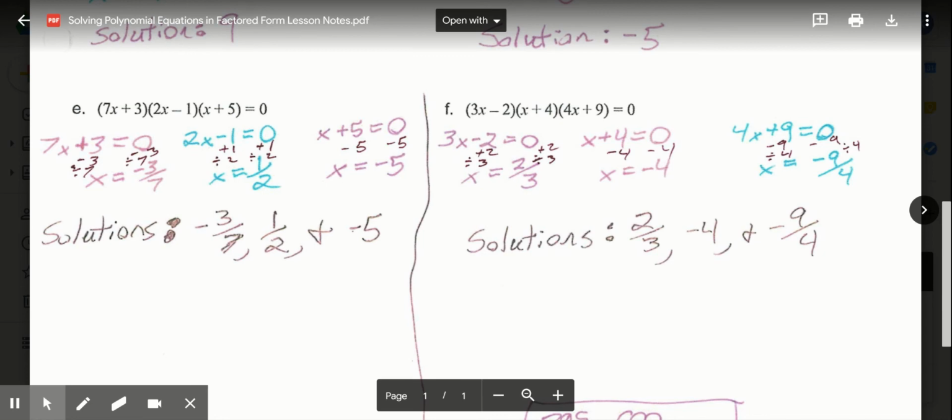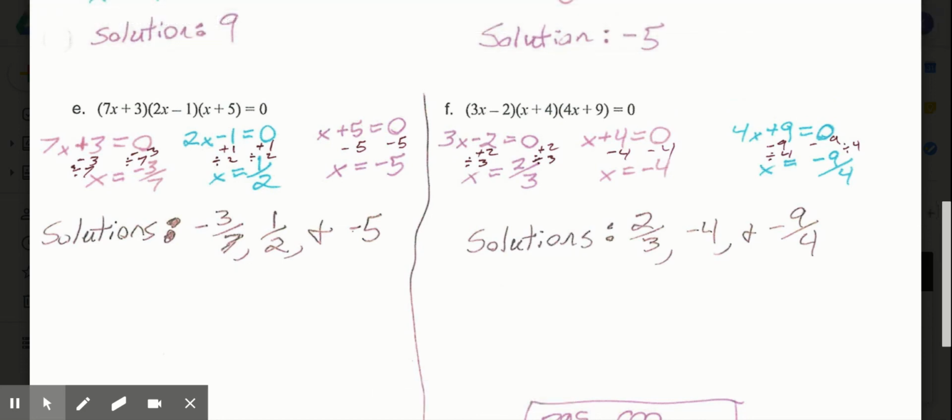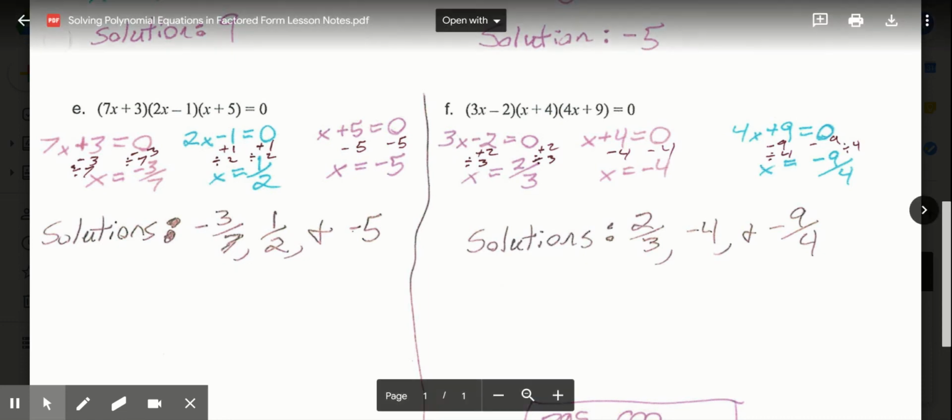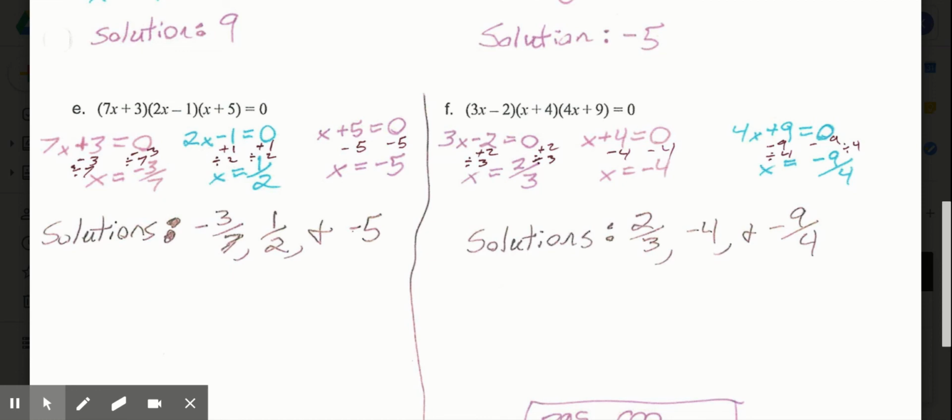When 7x plus 3 equals 0, we have to subtract 3 and then divide by 7. So x would be negative 3/7. For 2x minus 1 equals 0, to solve for x, we have to add 1 and then divide by 2. So x would be 1/2. And then x plus 5 equals 0. Subtract 5 from each side, and x equals negative 5. In this case, 3 different binomials mean we'll have 3 different solutions.